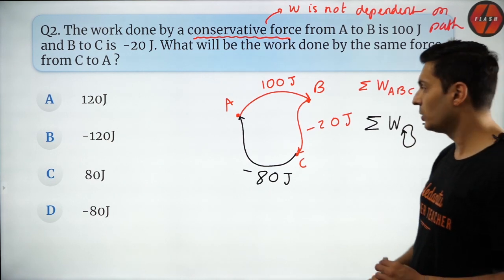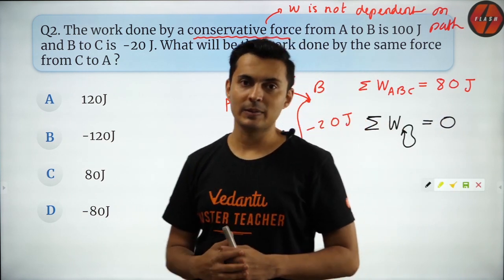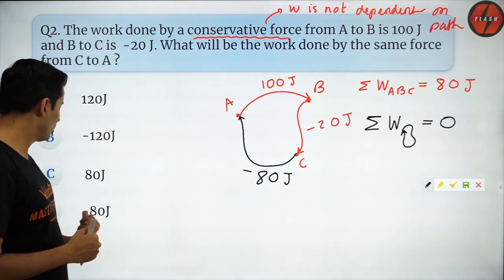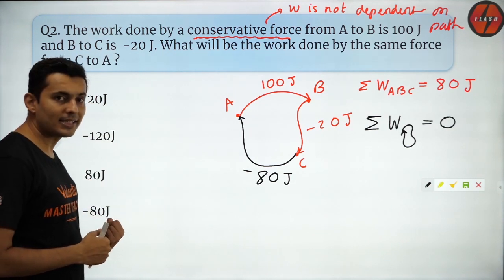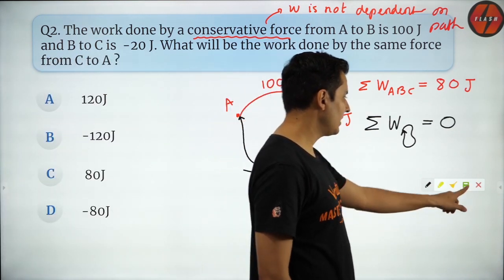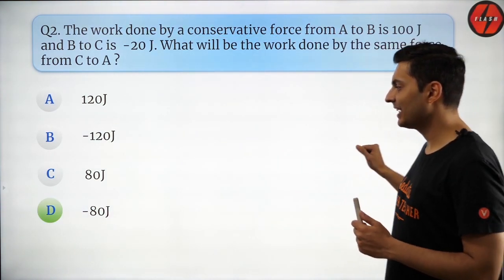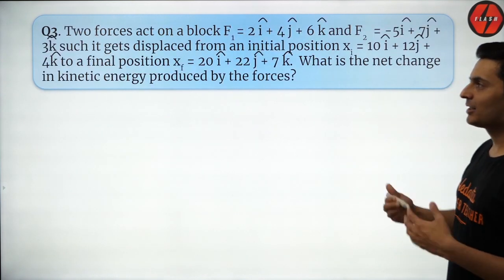That's how you can do it, and that's very easy to understand now. I hope this is clear, and that's why the correct answer should be option D, which is minus 80 joules. That's the answer. Okay, so that's option number D. Let's go to the next one.